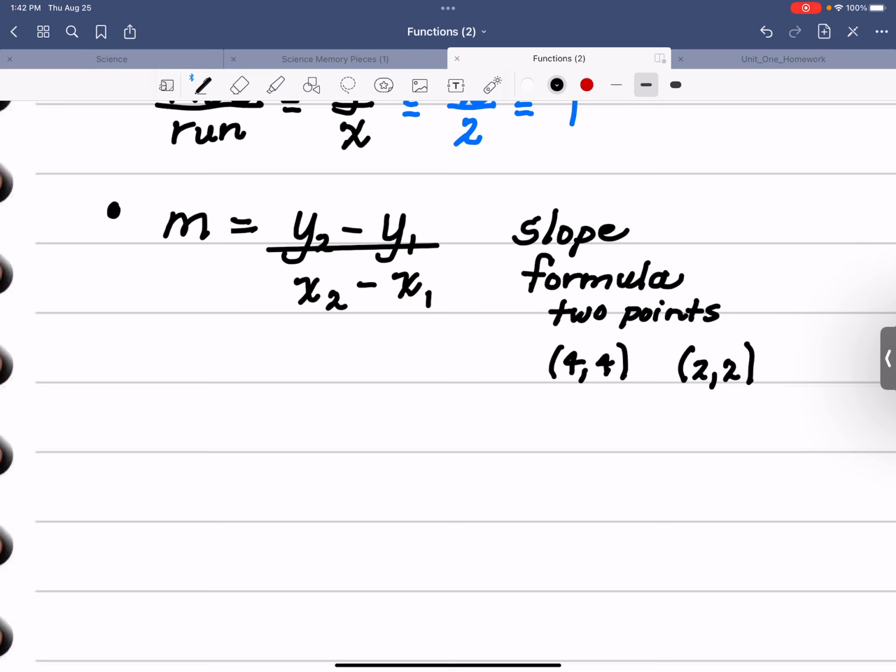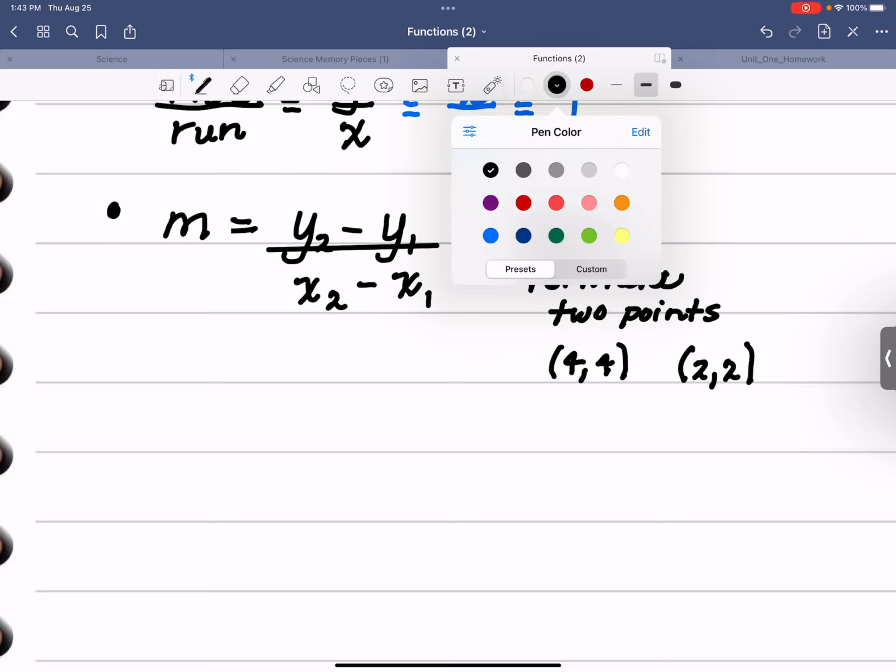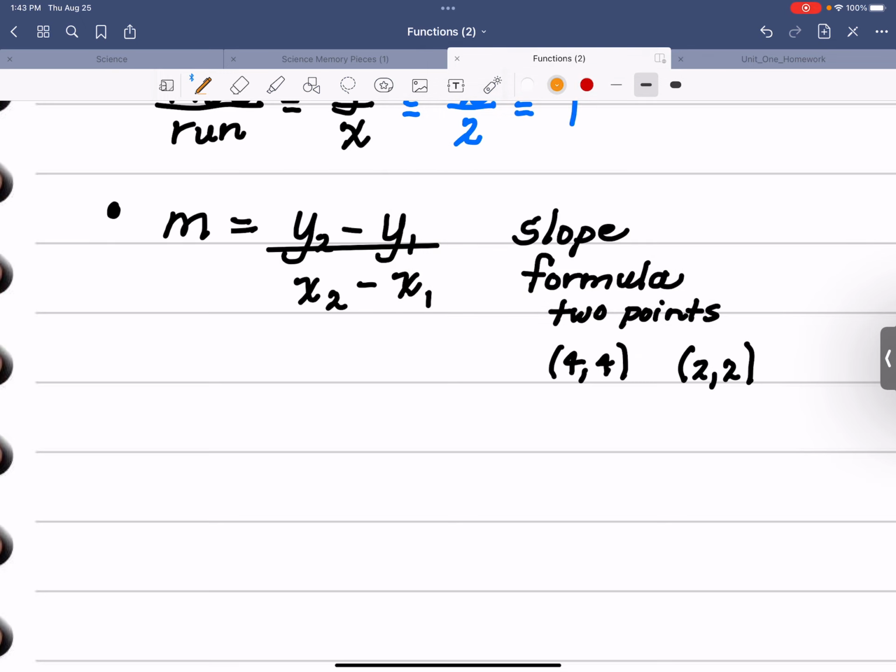And then I always encourage my students to go ahead and label their points. So it doesn't matter which is 1 and which is 2, but I'm going to say this is x1 and this is y1, and then this is x2 and this is y2.